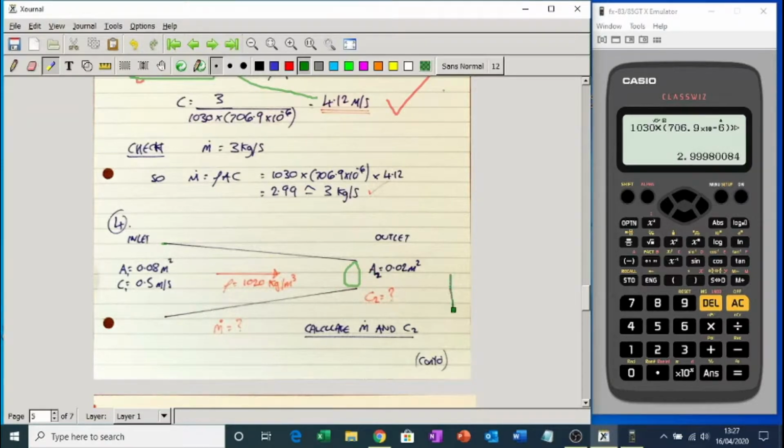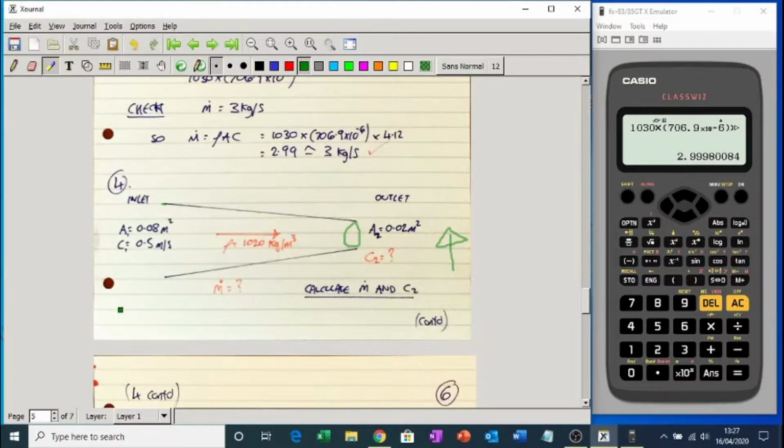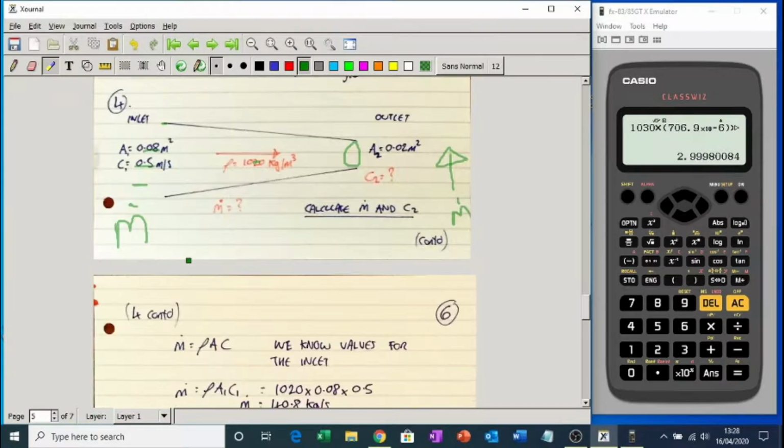which means hopefully C2 is going to be bigger than C1 because the mass flow rate is the same. That is exactly like putting your thumb over the end of a hose pipe. But first of all, we're going to look at the mass flow rate. Now we know the mass flow rate here is going to be the same as the mass flow rate here, because we'll assume that. So if I can work out the mass flow rate here, I can then work out the velocity here. So I'm going to work out the mass flow rate using this number and this number, because I know all the correct numbers.